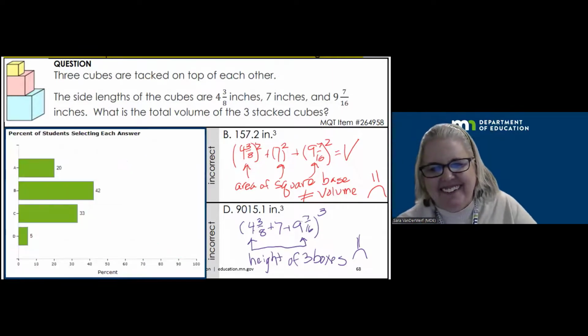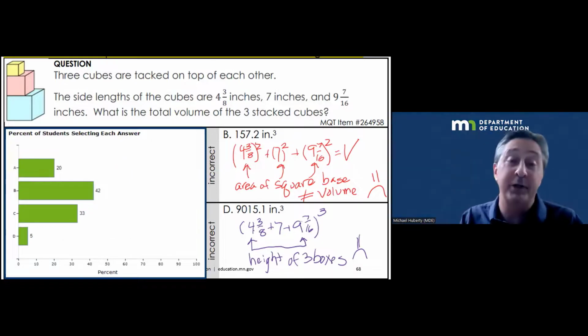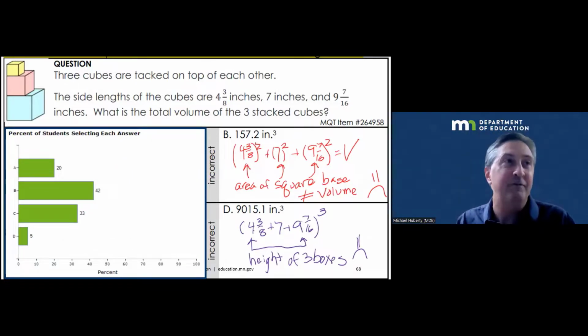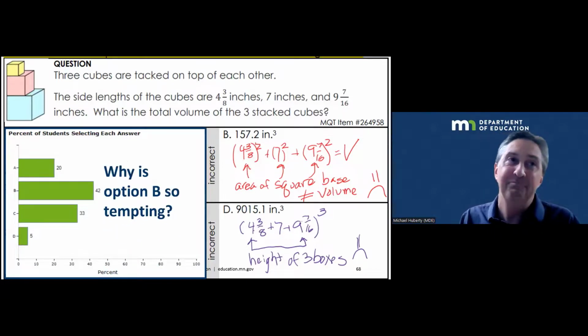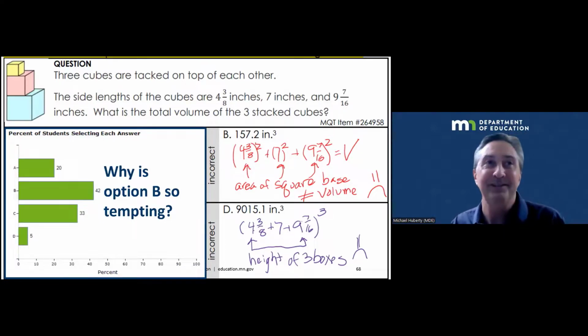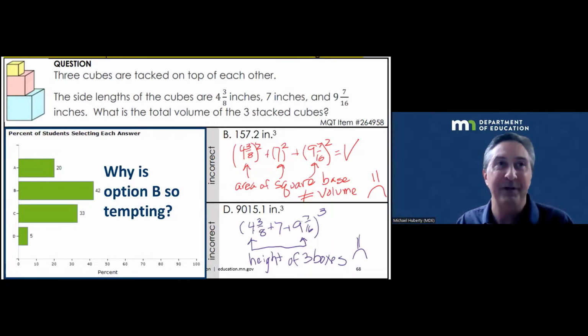All right, Angela, let's show them. So also in the Minnesota Questions tool, we do show you the percentage of students who have answered each of those 4 choices. And yes, it was B, 42%. And you can ask, why is B such a tempting option? Anybody want to venture? Why did you think B was the tempting one?